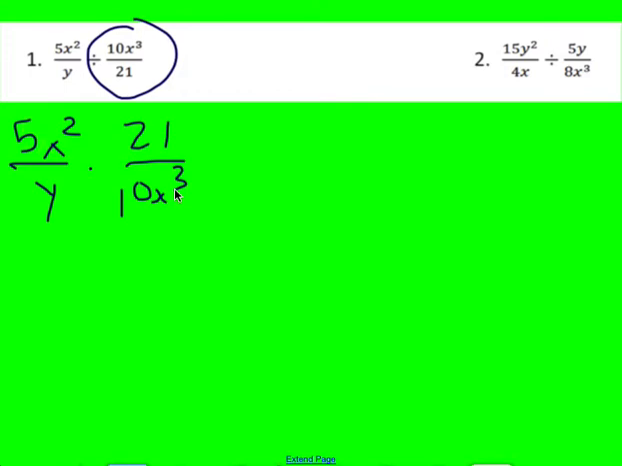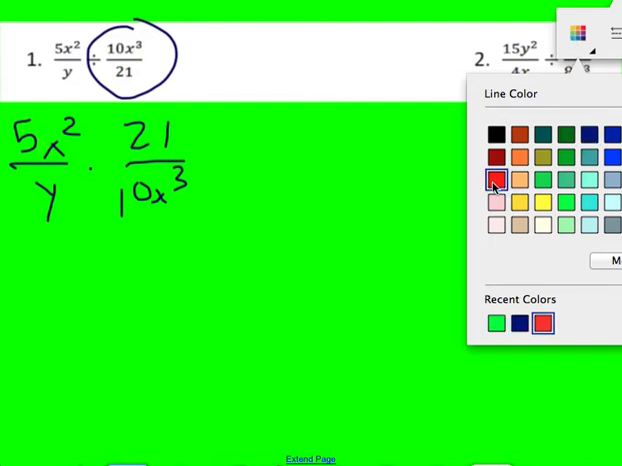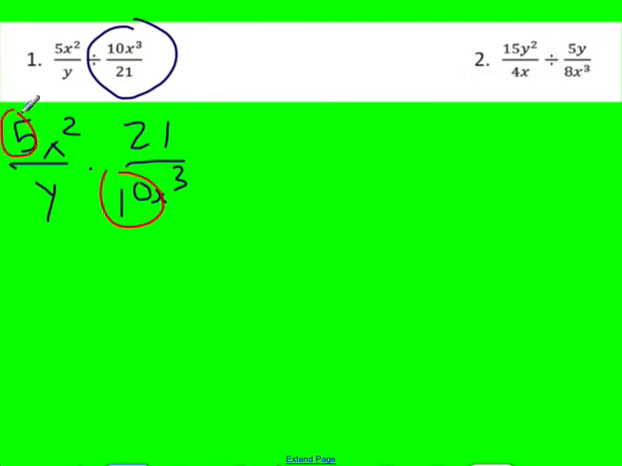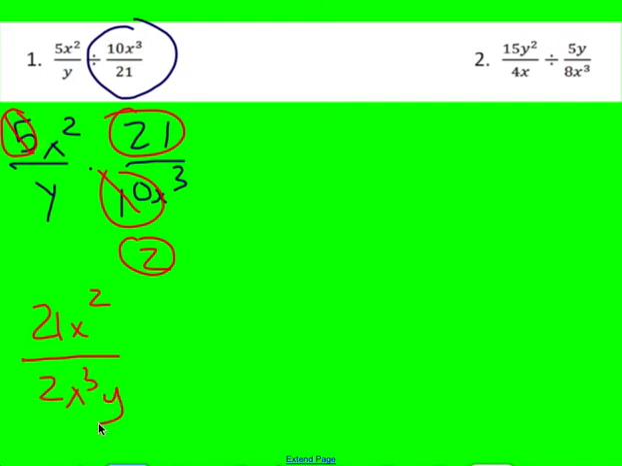Now I like to do a little bit of simplifying of the numbers in advance. When I look at these numbers, I see 10 and I see 5. The earlier I simplify, the easier the simplifying actually is. So 10 and 5 are both divisible by 5. I divide this by 5 and I get 2, and I divide that by 5 and it cancels out to 1, so I don't even need it. Now I can multiply across. I'm going to have 21 on top and then x squared. On the bottom, I always write my numbers first: 2, then x cubed, and then y.